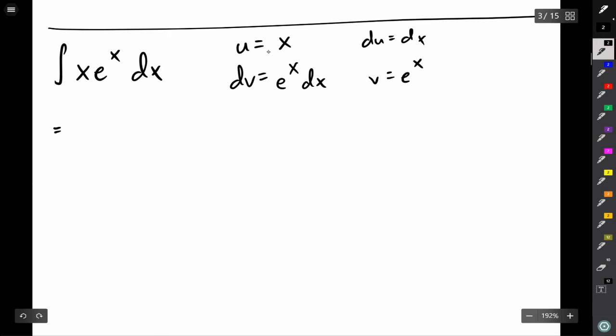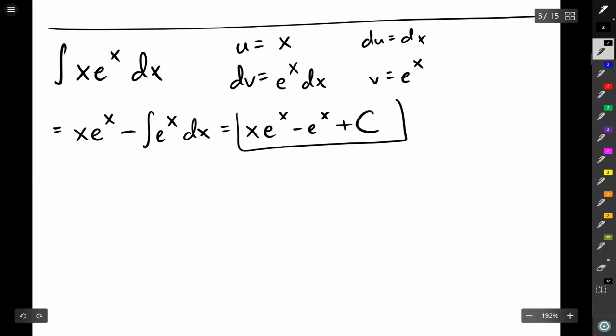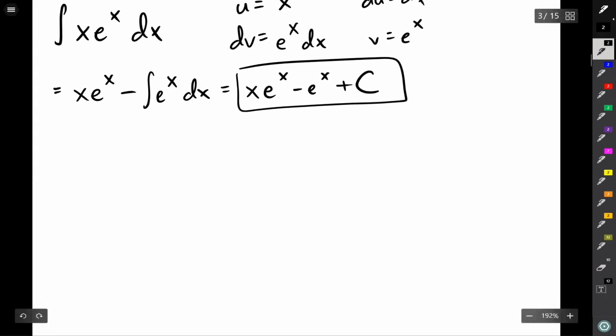So this integral is u times v minus the integral of v times du. Okay, so now we just finish this off. X e to the x minus e to the x plus c. All right, pretty neat. Let's look at another example. Kind of similar to this one, but I'm going to change it up just a bit.